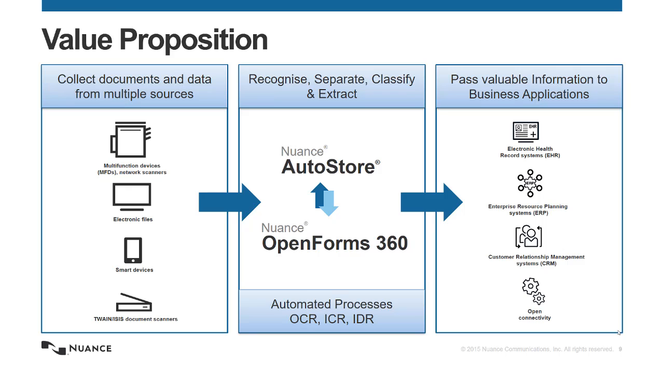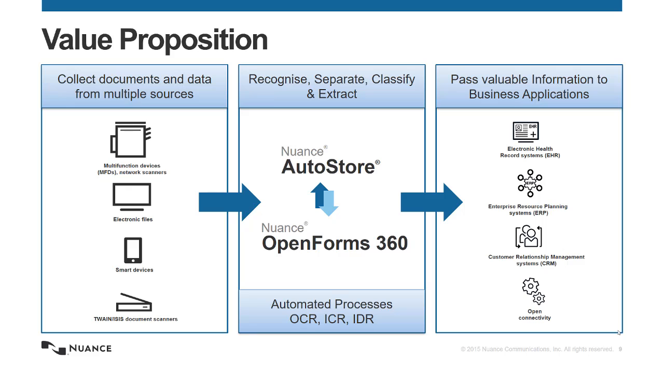AutoStore takes that data and passes it to OpenForms 360, an add-on to AutoStore. This has the ability to use automated processes of optical character recognition, intelligent character recognition, and intelligent document recognition to understand, recognize, separate, classify and type documents and extract data from those documents. This information, as extracted metadata, can be returned back to AutoStore as runtime replacement tags and used within AutoStore business processes to help businesses alleviate the need for re-entry, to help businesses design automated business processes which make decisions based on the extracted data.